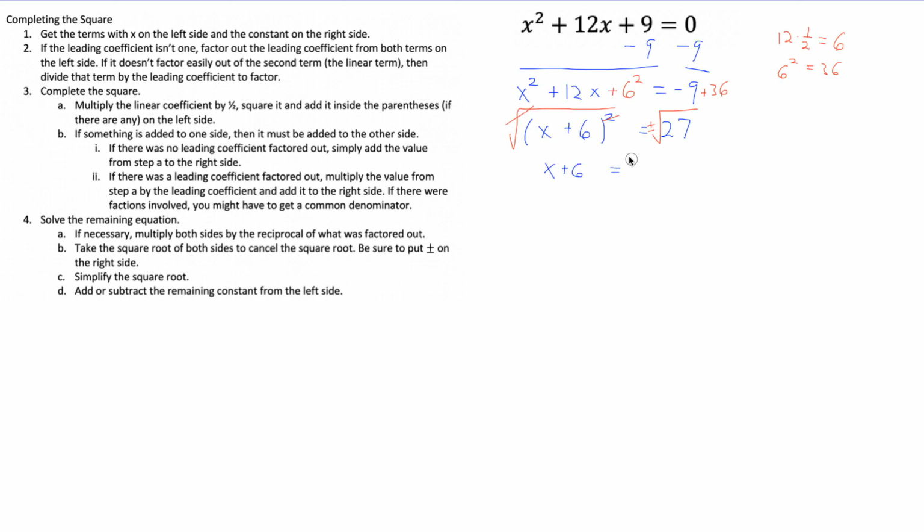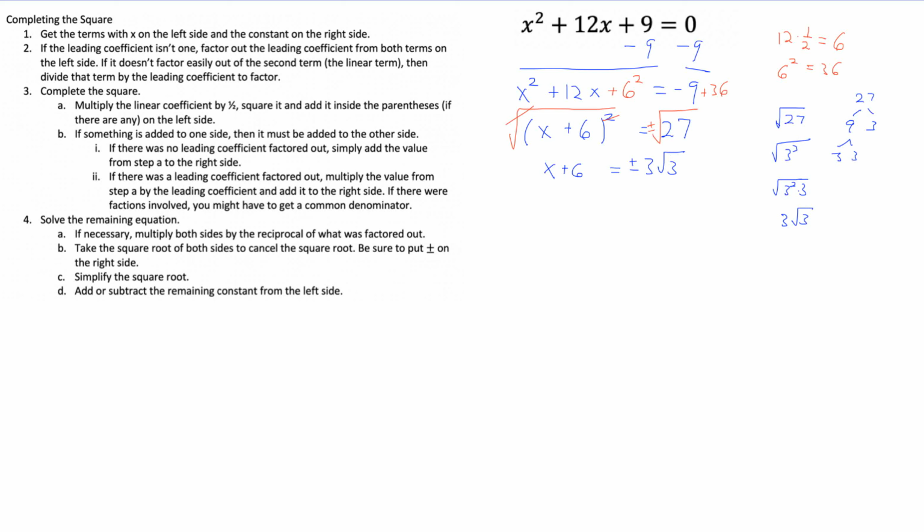And plus or minus the square root of 27, well, we're going to simplify the square root of 27. 27, if you factor that, that's 9 times 3, which is 3 and 3. So 27 is 3 cubed. We can think of that as the square root of 3 squared times 3. And that simplifies to 3 times the square root of 3. So we simplify the square root of 27, and we get 3 root 3.